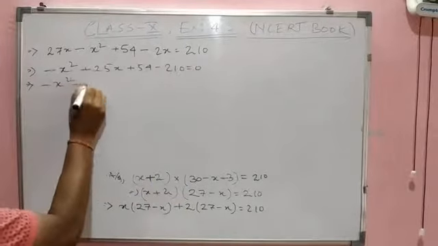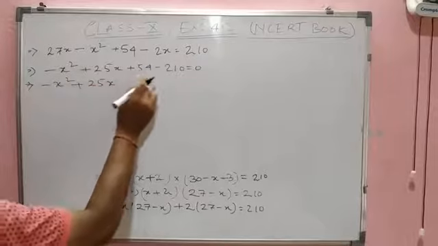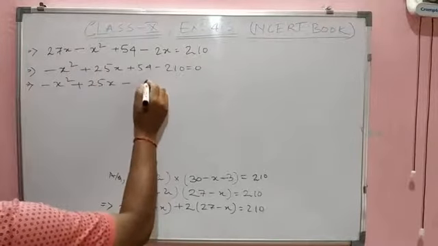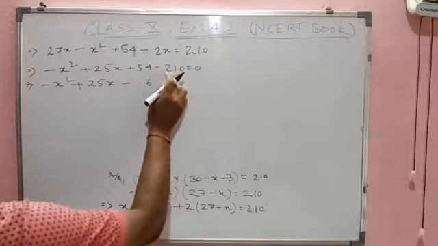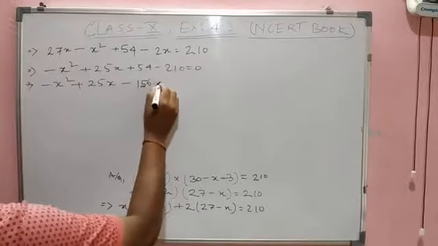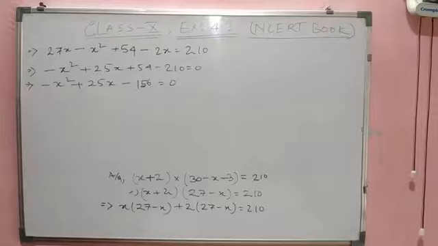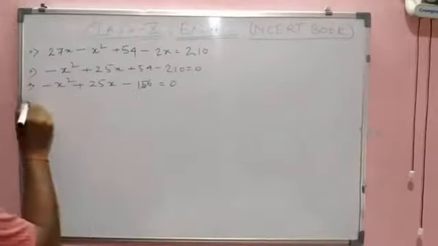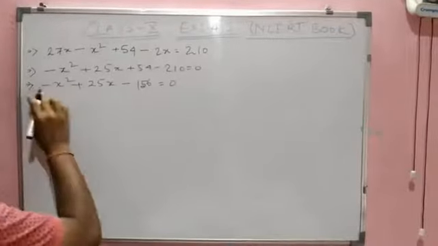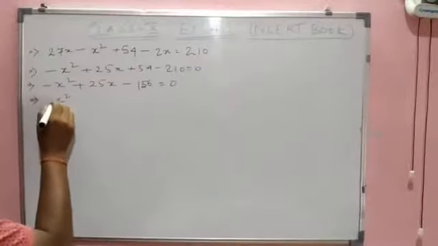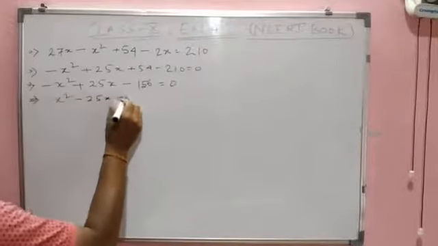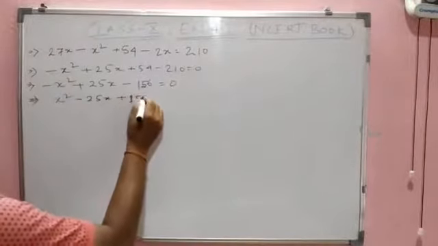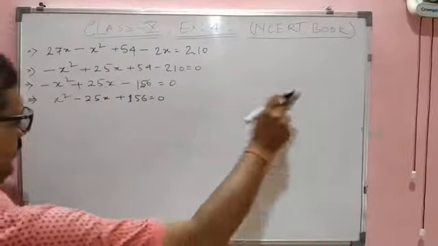This implies that minus x square plus 25x minus 156 equal to 0. Now let us solve this using middle term factorization. Multiply this equation by minus 1. So it will be x square minus 25x plus 156 equal to 0.